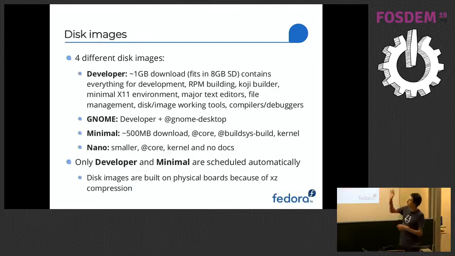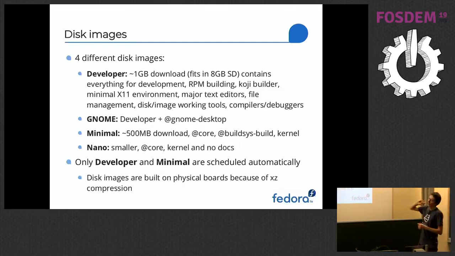We do 4 separate disk images. If you don't know what you want, you probably want to go to this developer one. That's one big image. Still fits in an SD card. Yeah, it has everything. It's a Koji builder. It has all the tools for RPMs. It has X11 minimal stuff. If you want to do Fluxbox, IceWM, awesome. All the Emacs, Vim, NeoVim, debuggers, all the tools I can figure out to debug ELF stuff, hex editors, compilers, working with disk images. It has a lot of stuff.